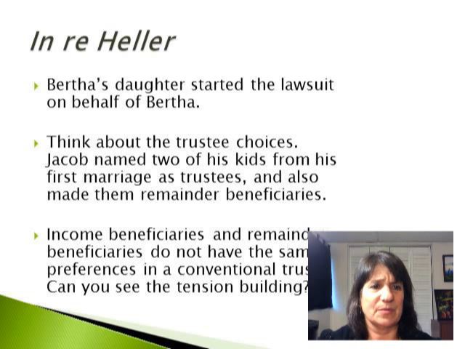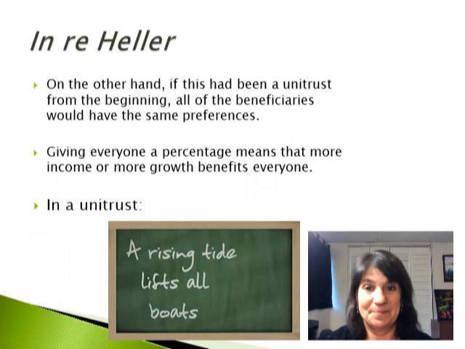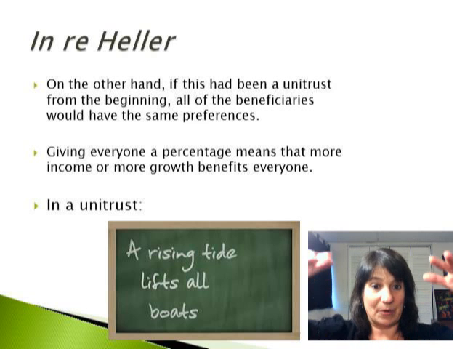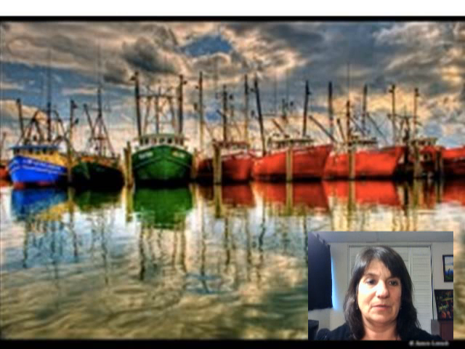All right, if this were a conventional trust, there's already some tension about what kinds of investments. But now they're making this election that's going to really cost Bertha quite a bit. But on the other hand, if this had actually been a unitrust from the beginning, all the beneficiaries would have had the same preferences. A unitrust is one big pot, so everybody's happy if the trust does well. It's like a rising tide lifts all the boats, right? Income goes up, remainder goes up.